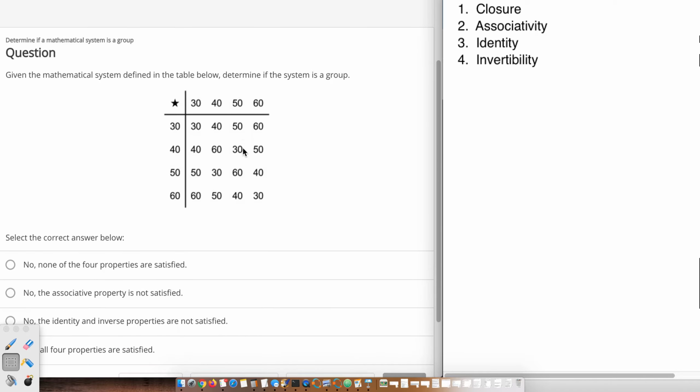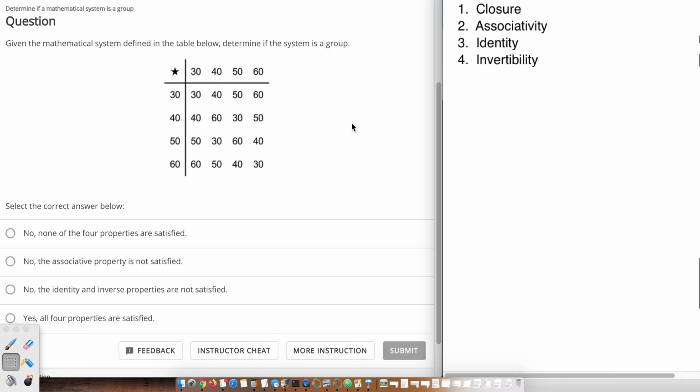Okay, let's try another one here. Same question: is it a group? Man, it's a lot bigger. Closure is a quick one to check. You just look at all these possible elements and make sure they're elements that are across the row or across the column: 30, 40, 50, 60. There's only 30s, 40s, 50s, and 60s, so it is closed.